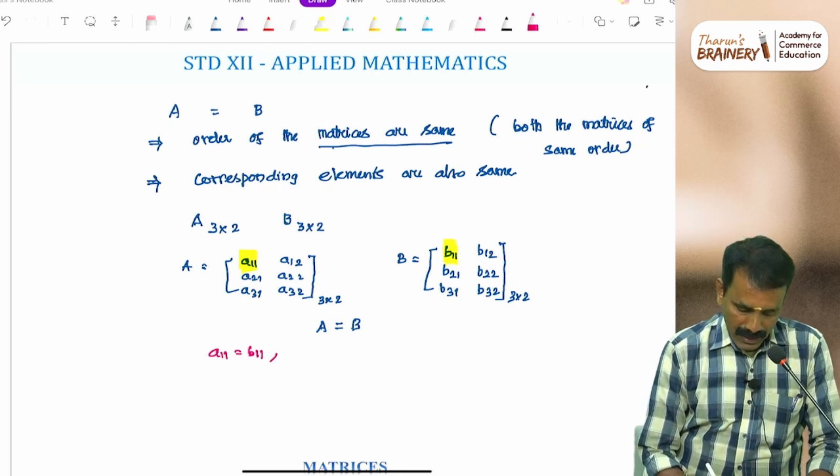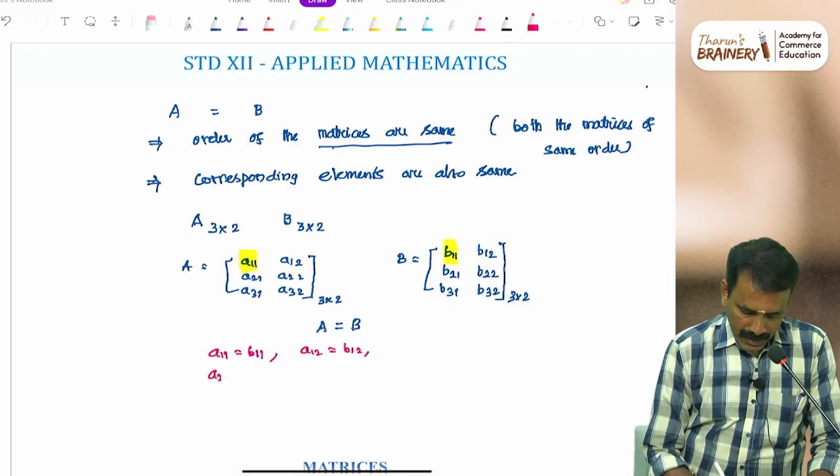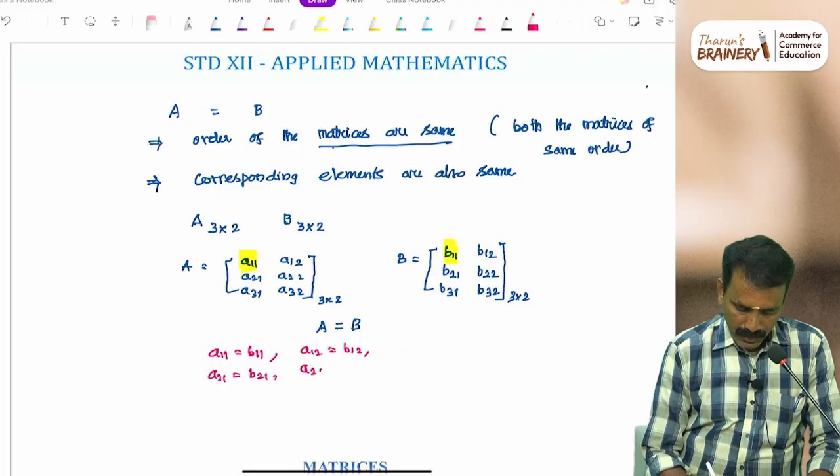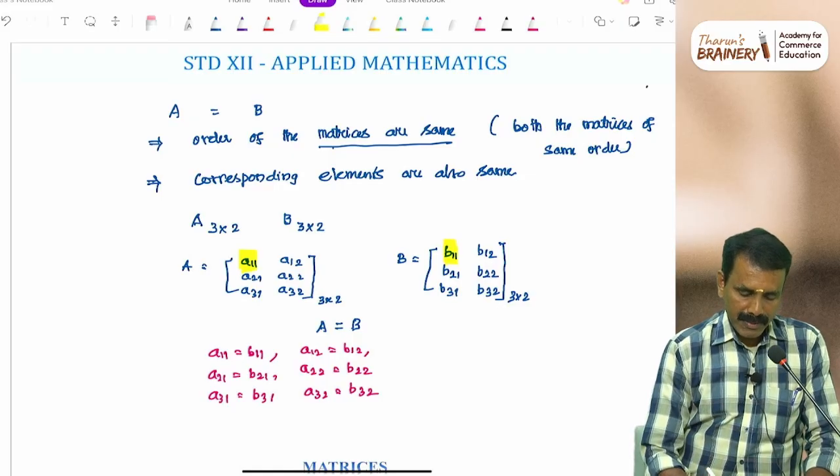That is, A12 should be equal to B12, and A21 should be equal to B21. A22 should be equal to B22. A31 is equal to B31. A32 should be equal to B32. So, their corresponding elements must be equal.